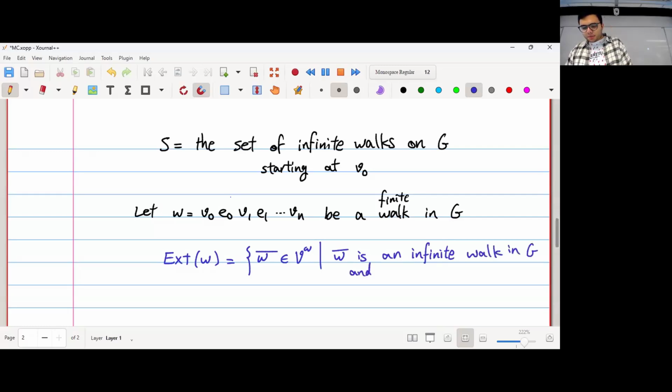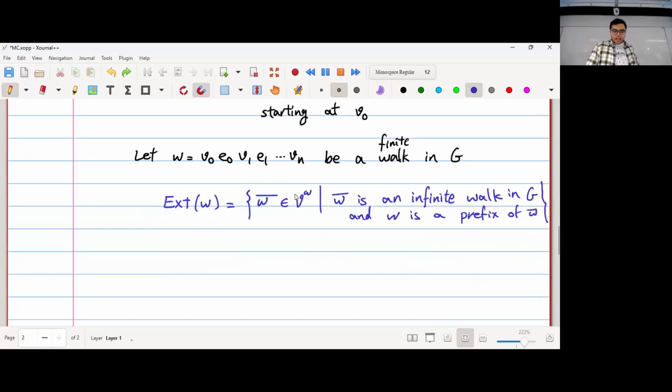And W is a prefix of W bar. But I'm assuming that there are no multiple edges. So if I have the sequence of vertices, I also know what edges were taken. So basically, W bar extends W if the first n vertices in W bar are the same as the vertices in W. Okay, so now I can define my probability.